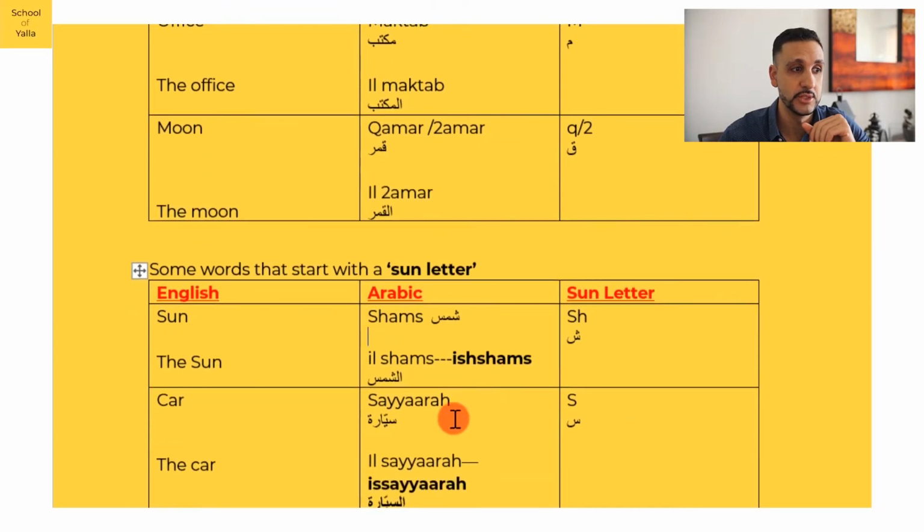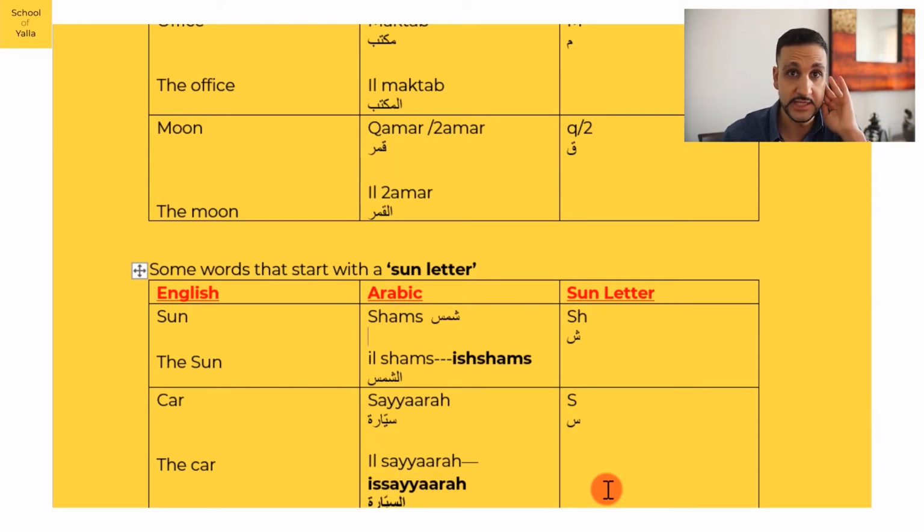A few more examples. Sayyara, which means car: I'm saying is-sayyara, I'm not saying il-sayyara. This is very important to know early on, because this will differentiate your pronunciation from someone who hasn't really studied these small things. Someone that has, that's one thing, but the other thing is also for you to start recognizing, oh, how come they're not saying the L here?